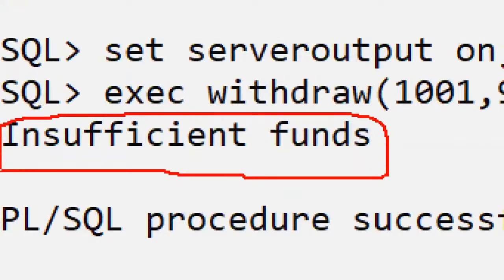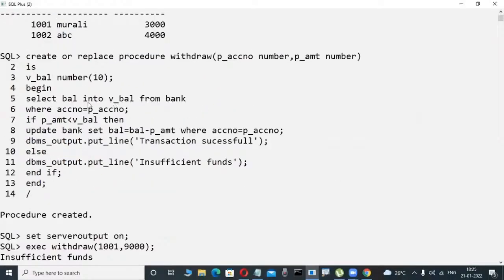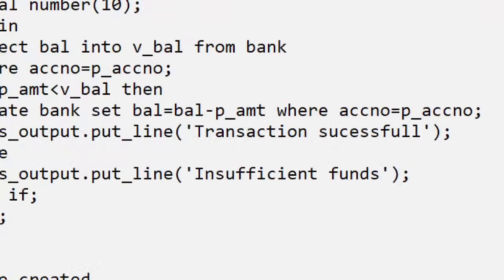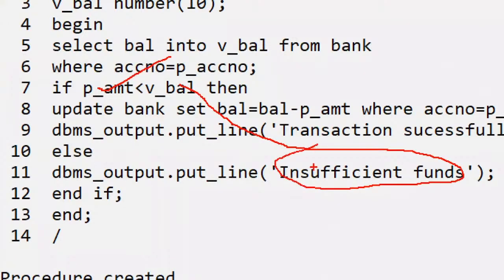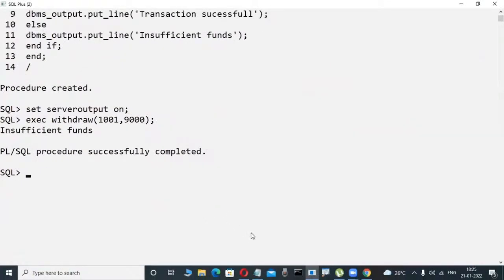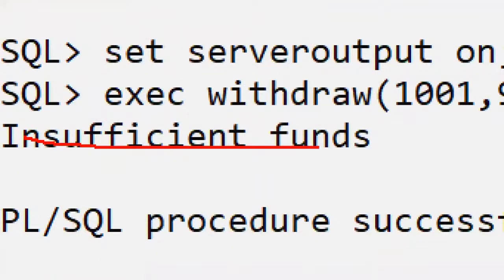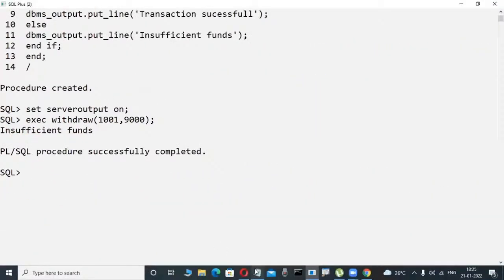How is it possible? This coding is executed, whatever I'm writing is executed. Your amount is more than the available balance, that's why insufficient funds. It will display the message, yes. Now, for example, logically observe here: the message insufficient funds will be displayed.